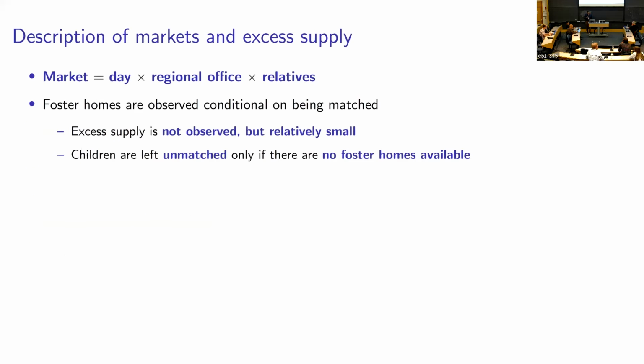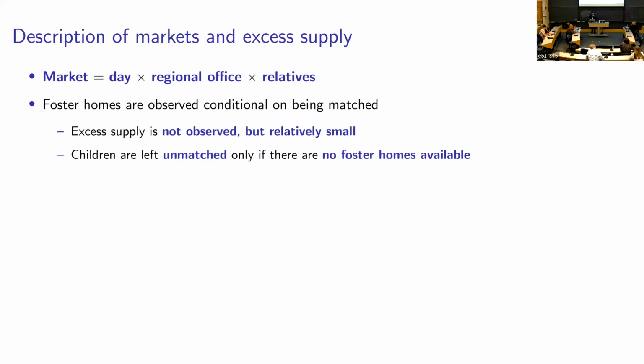Okay, so in terms of data, the unit of observation is going to be a market. And a market is going to be a day in a regional office. And one thing that I haven't told you about is that relatives play a big role in foster care. Whenever a child goes into foster care and there's a relative available, they need to be placed with a relative. Basically, they have their own market. There's no matching program. Okay.